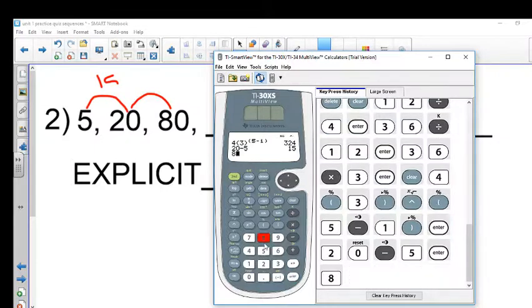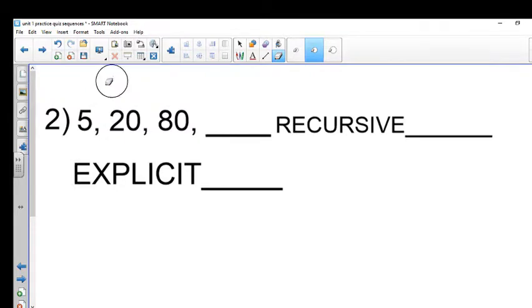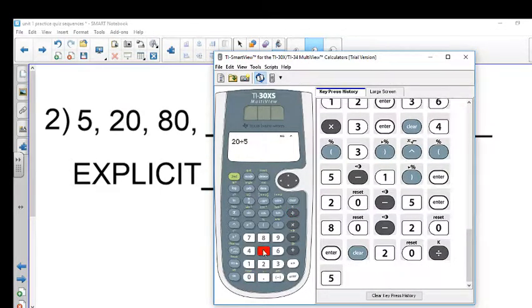We come here and we do 80, the third term, minus the second term. And then we get 60. So automatically we know it can't be adding. So we got to be multiplying. So this time we're going to divide. So 20, the second term, divided by the first term. And we get 4.